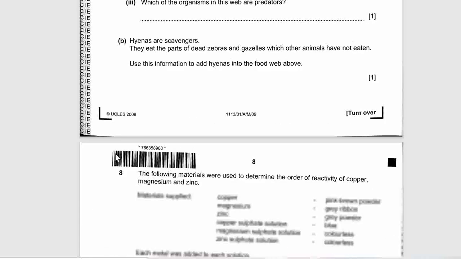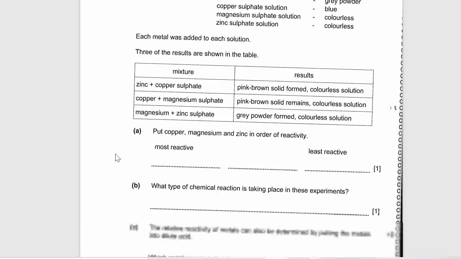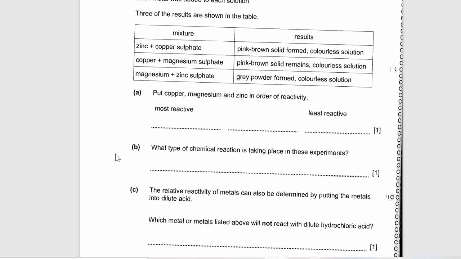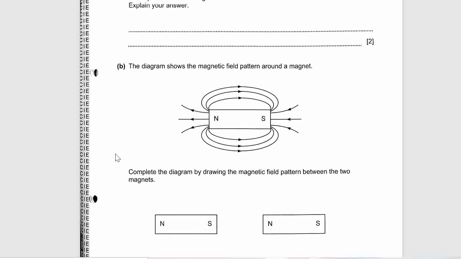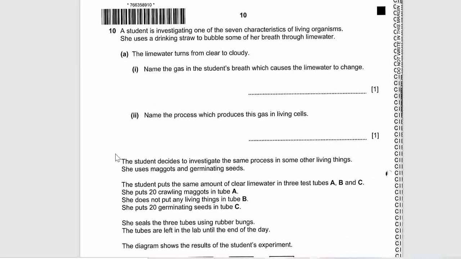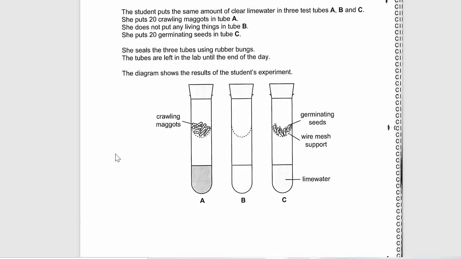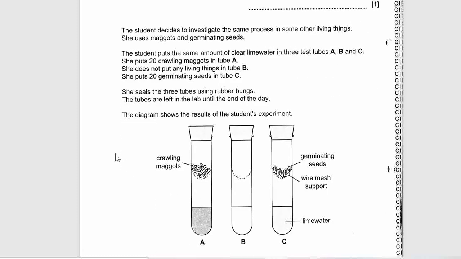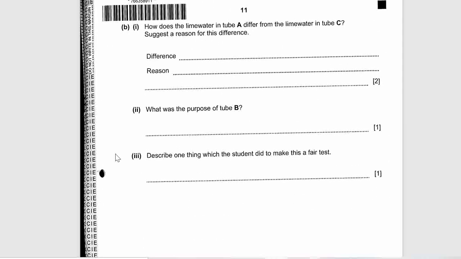Now let's move on to question 8a and 8b will be here, and 8c. Now let's move to question 9a and 9b. This is 9b. Now next is question 10a, A part 1 and A part 2. And this is next, this is the experiment. Now let's move to question B, part 1, 2, and 3.